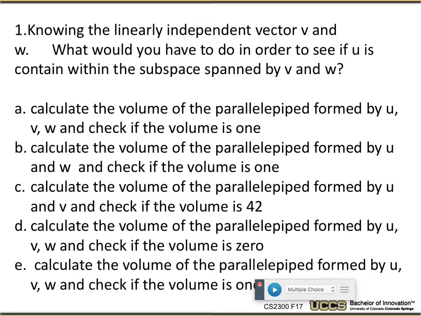Okay, this is one you should be able to do on your own. We'll do it quickly, a 30-second question. Knowing that U and V are linearly dependent, what would you have to do in order to see if U, some third vector, is contained in the same subspace spanned by V and W?